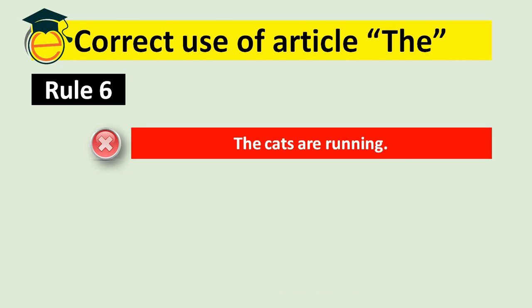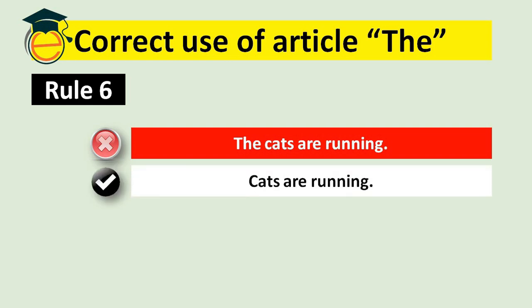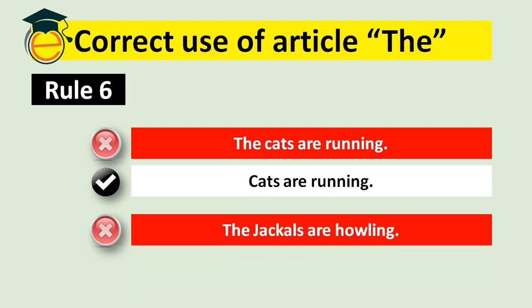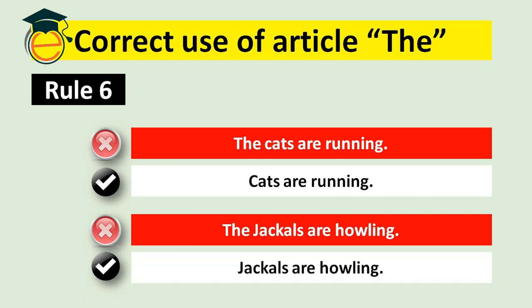"The cats are running." We are not talking about a specific cat. We are talking about all the cats. So the right sentence is "Cats are running." "The jackals are howling." The right one is "Jackals are howling."